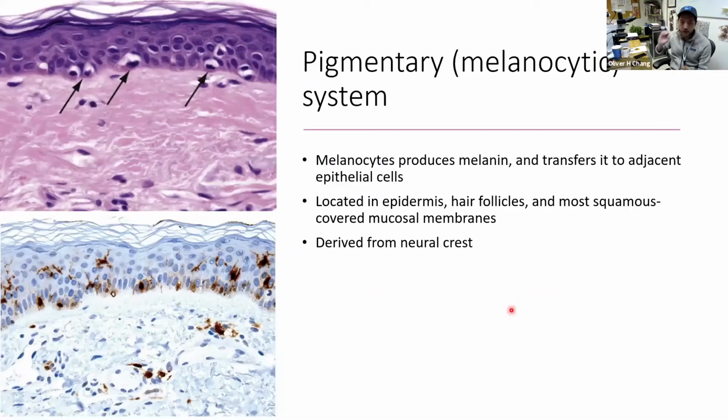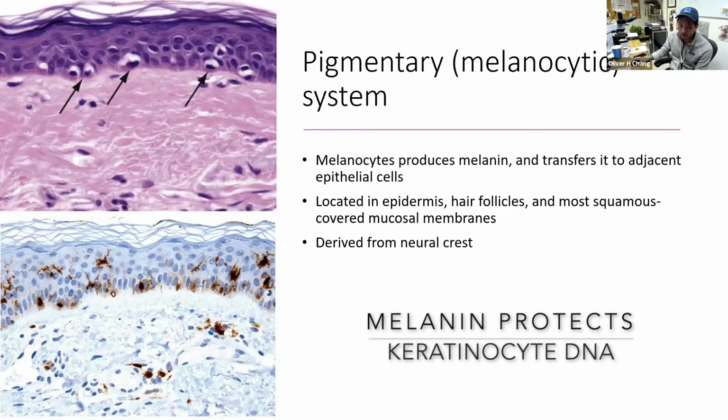And melanocytes produce melanin, and then they give it away to neighboring keratinocytes. Melanin is important because it protects the basal layer of keratinocytes. That's where all the mitotic activity is happening. That's where you don't want UV radiation to strike, producing mutations or DNA damage. And they do this by either absorbing the radiation or scattering it.